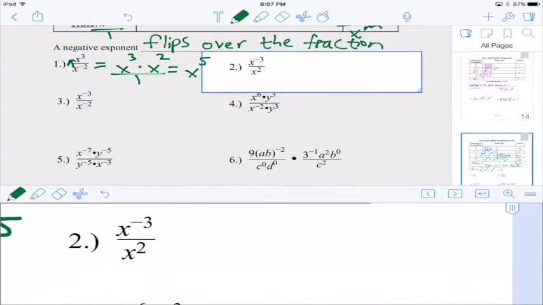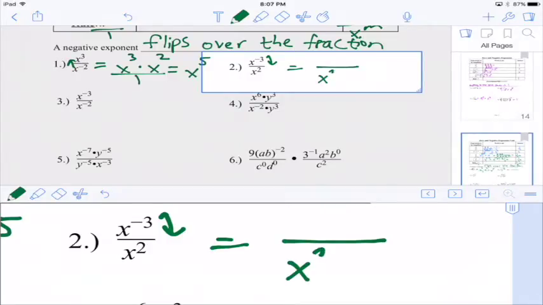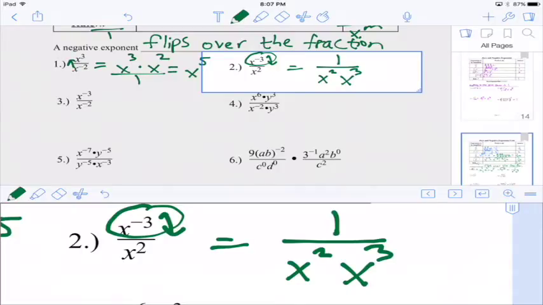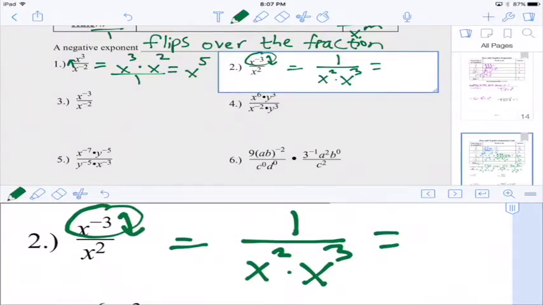On this one, my x to the negative 3 is going to move down to the bottom, right? It flips over the fraction. So here's my fraction bar. I have x squared, and I'm going to bring my x to the negative 3 down, and now it's going to be positive, x to the positive 3. Now I can't leave my numerator alone, so I'm going to call this 1, right? So it's nothing, it's not just missing. Now let me simplify. I'm still using my multiplication rule in the denominator, so 1 over x to the 5th.